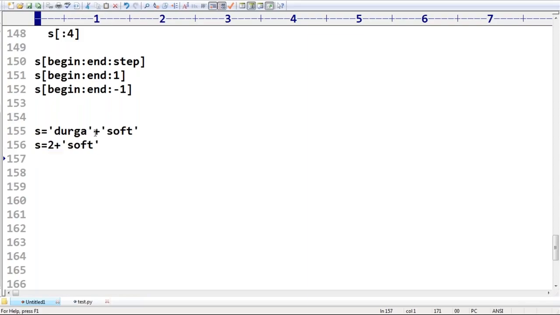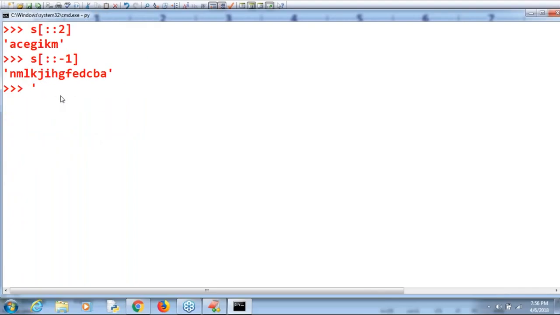In Python, if you want to use the plus operator between strings, both arguments should be string type only. If one is a number and the other is a string, Python is not going to accept it. Have a look once. Sir, "Durga soft", like this I'm taking. Yes, both are strings only. Yes, "Durga soft" is the answer.